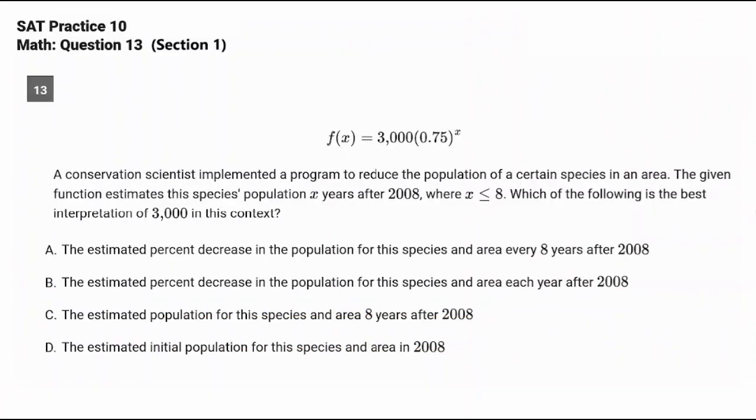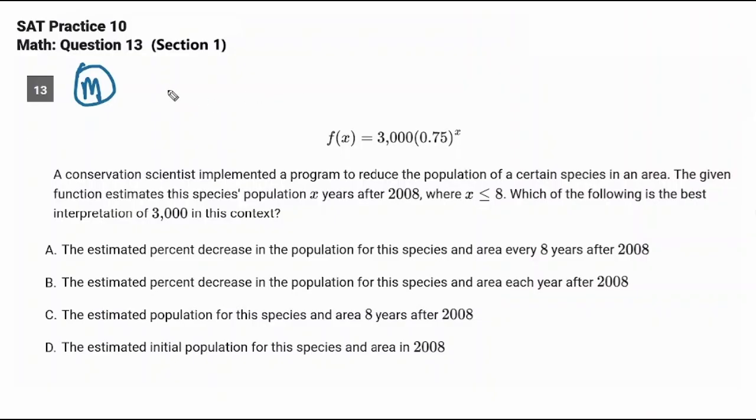We're on SAT Practice Test 10, Math Section 1, Question 13. What's the level of difficulty here? It's medium. It's not hard. Got a function. You got a stupid story about the function. A conservation scientist implemented a program to reduce the population of a certain species in an area. The given function estimates this species' population X years after 2008, and X is less than or equal to 8. Which of the following is the best interpretation of 3000 in this context?